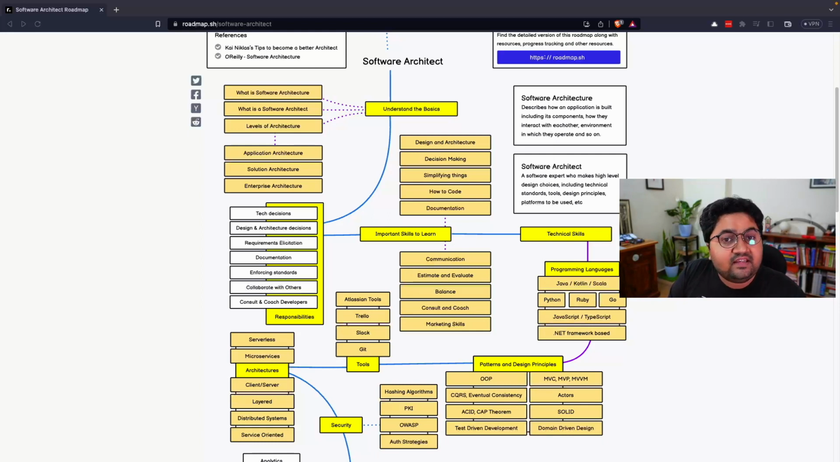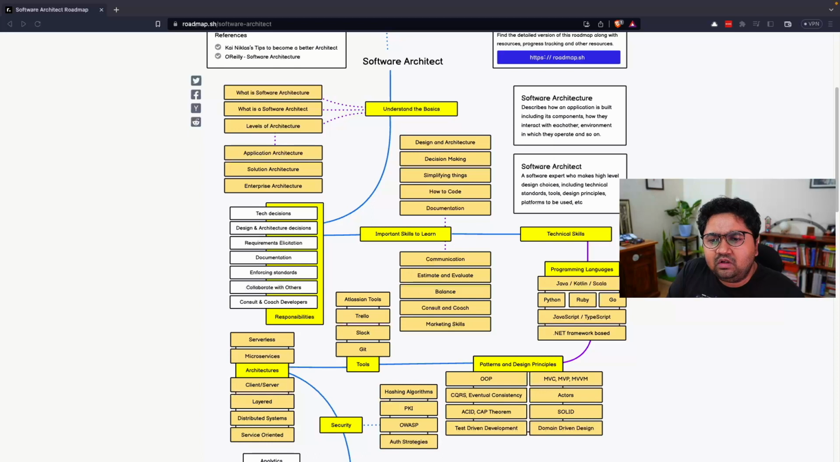Communication, definitely estimation, big part of the job, and evaluation. You do estimation, not like a poker planning, which is usually span of days. Sometimes you do months, and as you grow more into your experience, you do multi-year estimations also sometimes. Consulting and coaching, marketing balance, definitely.